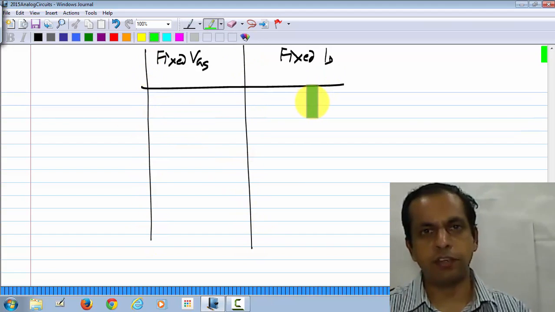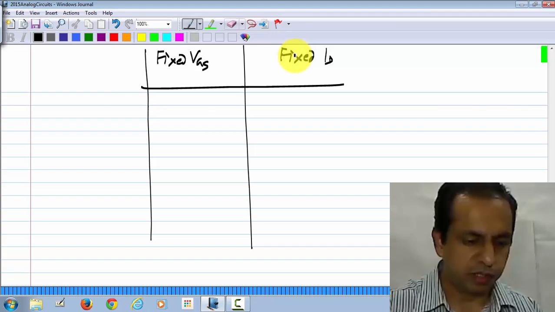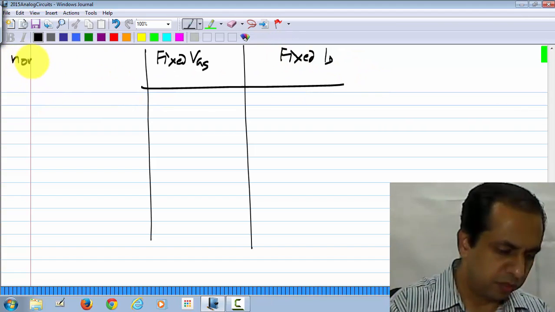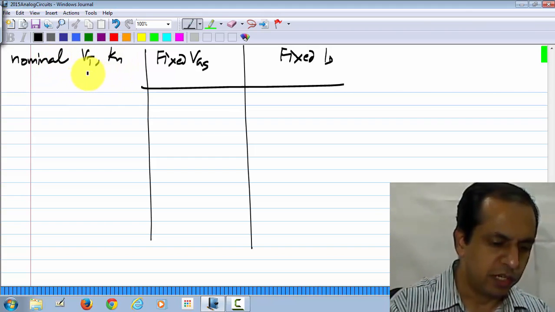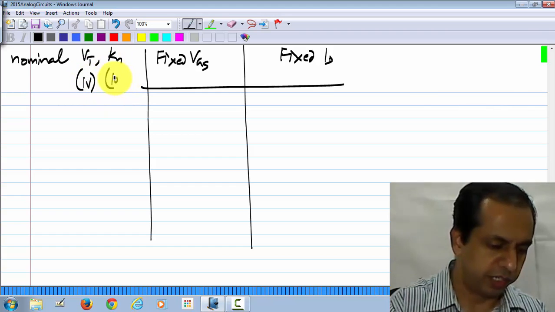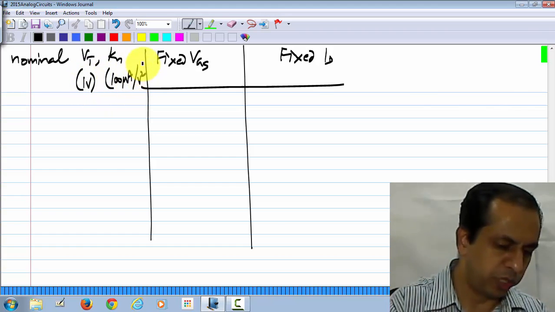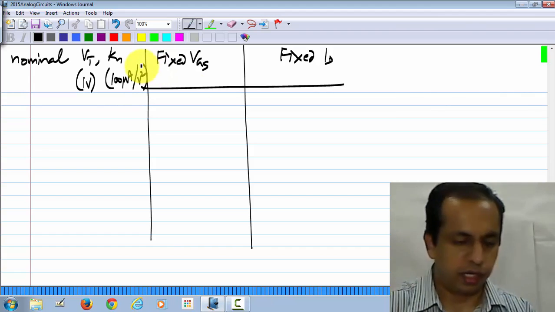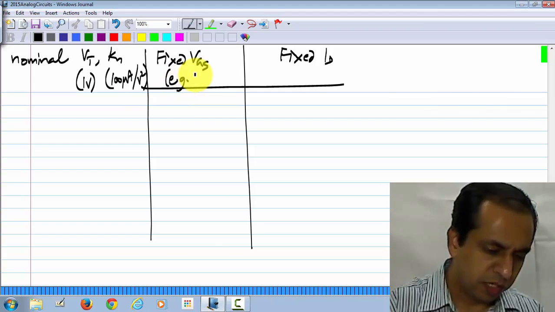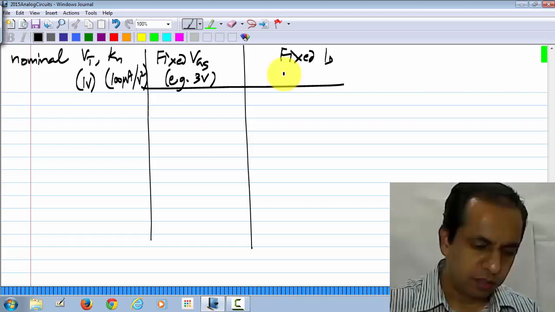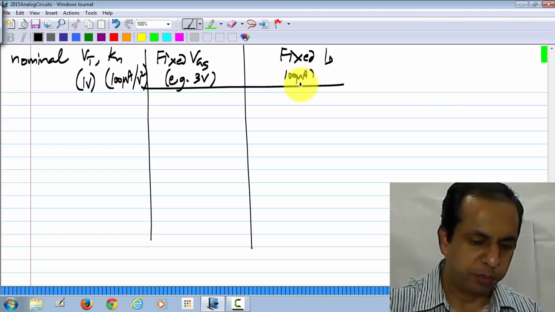When I say fixed VGS, I mean that VGS has been calculated for some nominal value of Vt and Kn. That is, I assume some value of Vt, say 1 volt, and some value of Kn, say 100 microampere per volt square. I know the Gm value that I want, so I calculate VGS. And in our example, it was 3 volts. And for that, the current would be 100 microamperes.